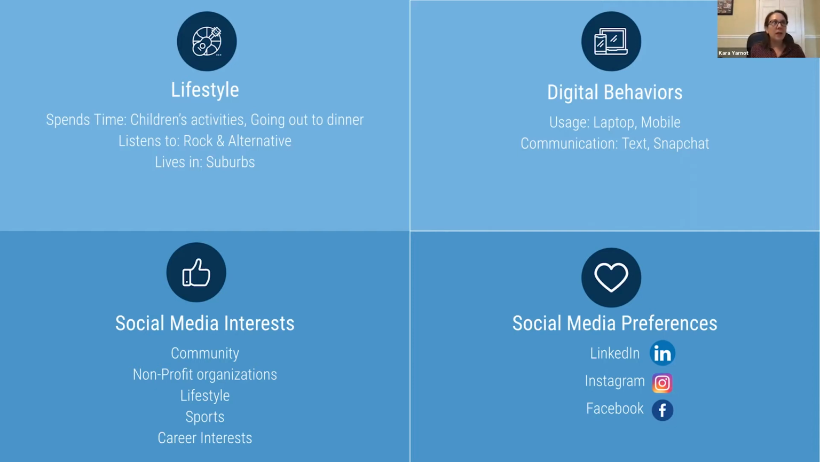So, looking at lifestyle, we've gathered, what radio stations or music does this person like to listen to? You might discover that streaming music might be a great place to advertise. So we want to get them on the right stations if we're going to do a Spotify campaign or something along those lines. Digital behaviors, how does he communicate? He's mostly a text person. He's probably got his Snapchat folks. He uses both a laptop and a mobile device.